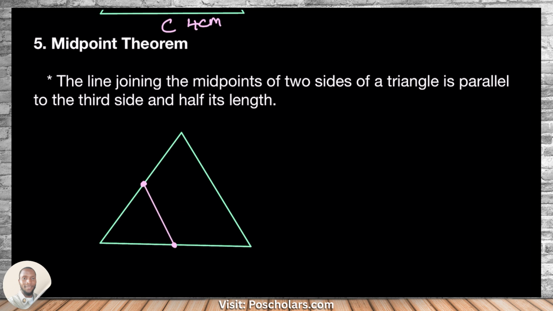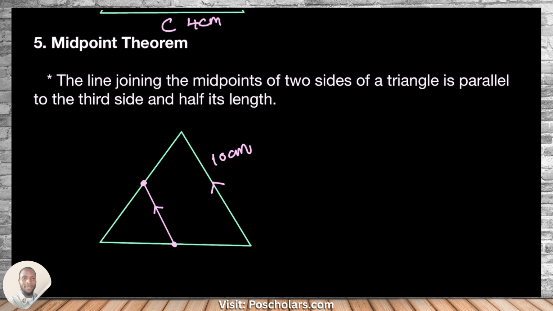That means this line and this line must be parallel. I taught you what parallel lines are. They are lines that can never meet. Now the theorem is not only saying they will be parallel. The theorem is also saying the length of this side is half the length of this side. So if this side is 10 centimeters, for example, the theorem is saying that the length of this side will be what? 5 centimeters. So please put this theorem in your head. It will be very important when we start solving problems.